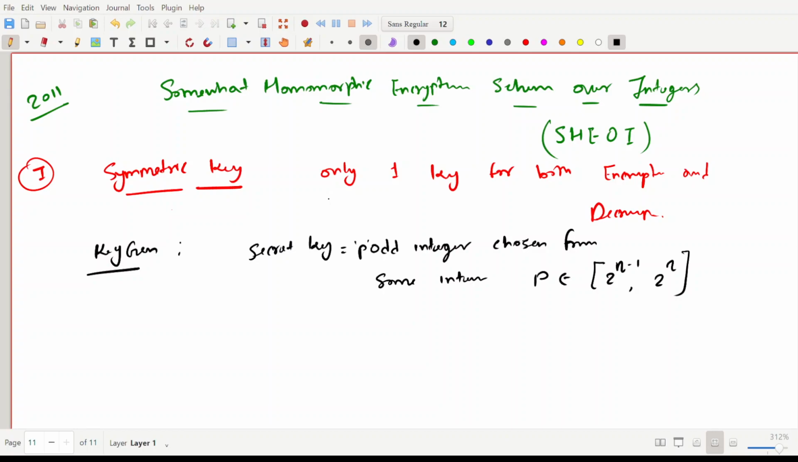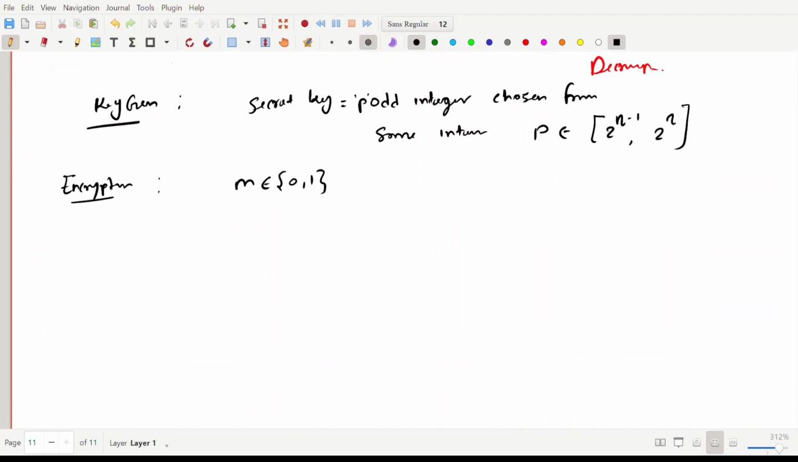So that is key generation. And what is encryption? In the case of encryption, suppose I have a message M which is a bit, either 0 or 1. I'd like to encrypt this. So what will your ciphertext be? Your ciphertext is equal to P times Q plus 2R plus M, where the integers Q and R are chosen randomly.